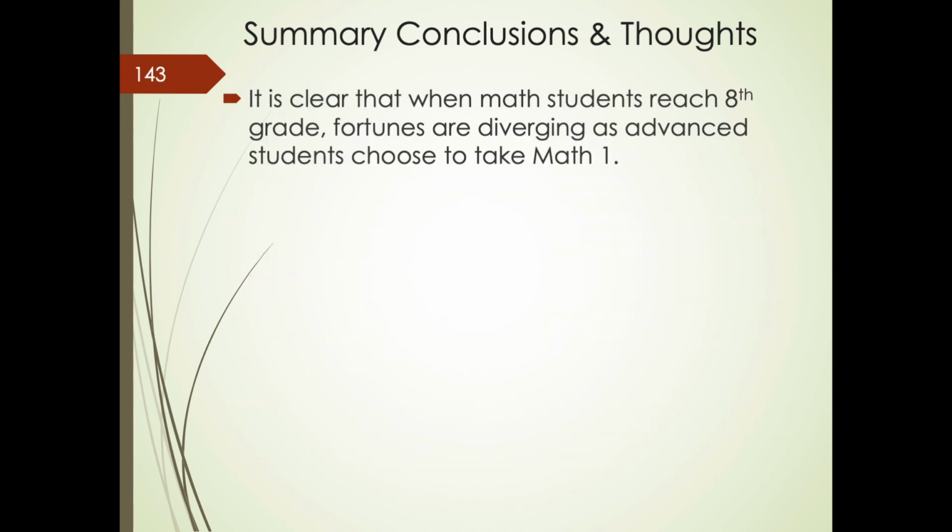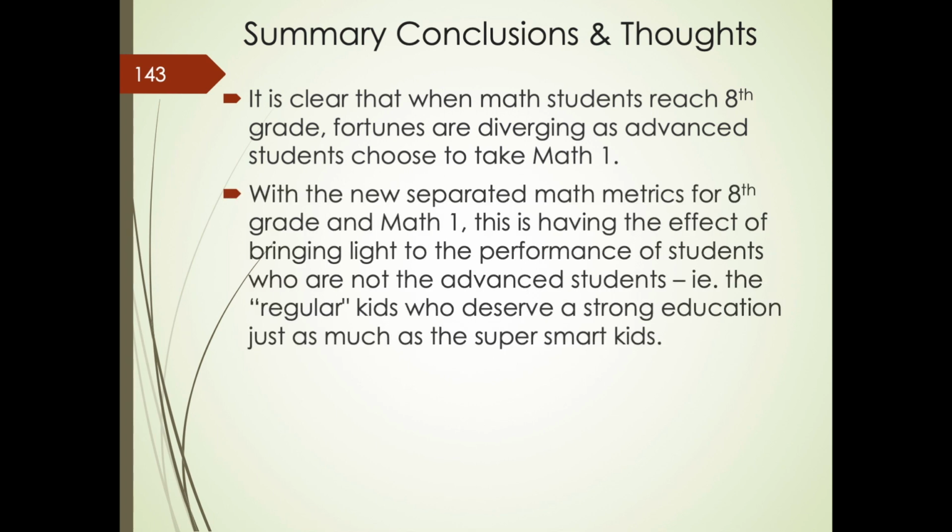Additionally, what I'm seeing in this data is that it's clear that when math students reach 8th grade, fortunes are diverging as advanced students choose to take Math 1. With the separated math metrics for 8th grade and Math 1, this is having the effect of bringing to light the performance of students who are not the advanced students. In other words, the regular kids who deserve a strong education just as much as the super smart kids.